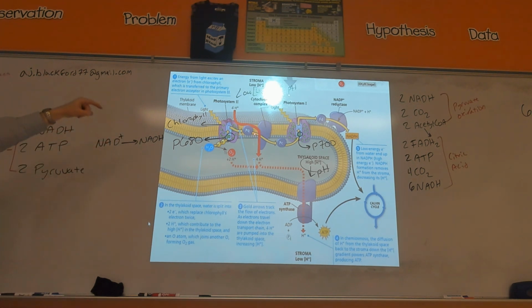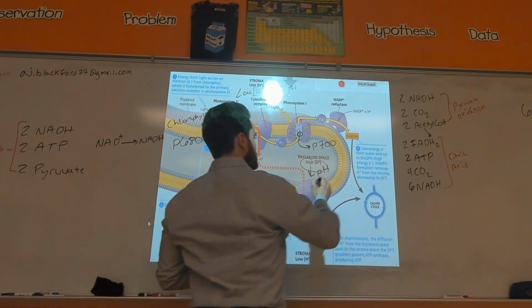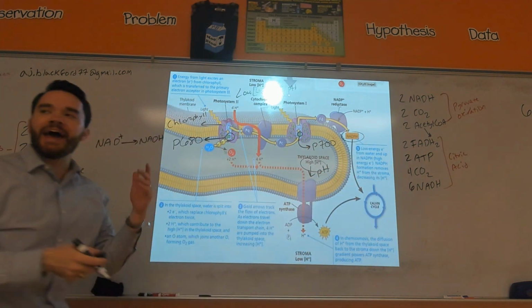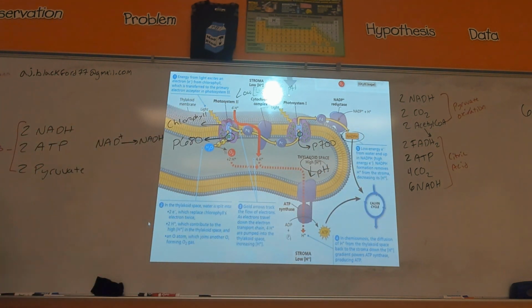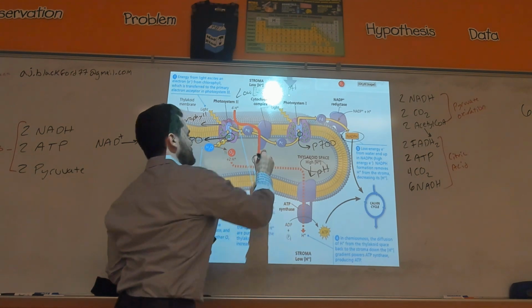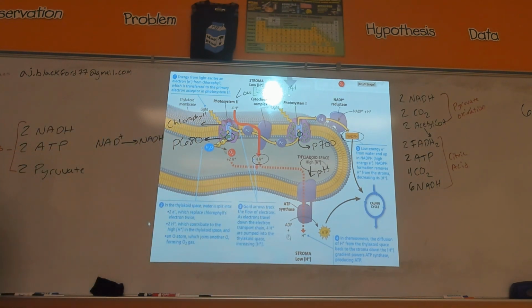Those electrons will then meet up with the excited electrons that come from photosystem 1. So photosystem 1, its main contribution is to make NADPH. Photosystem 1 has its own electron transport chain, but its electron transport chain is trying to make NADPH. Photosystem 2, its main job is to create the hydrogen ion gradient. Okay, so make note of that.